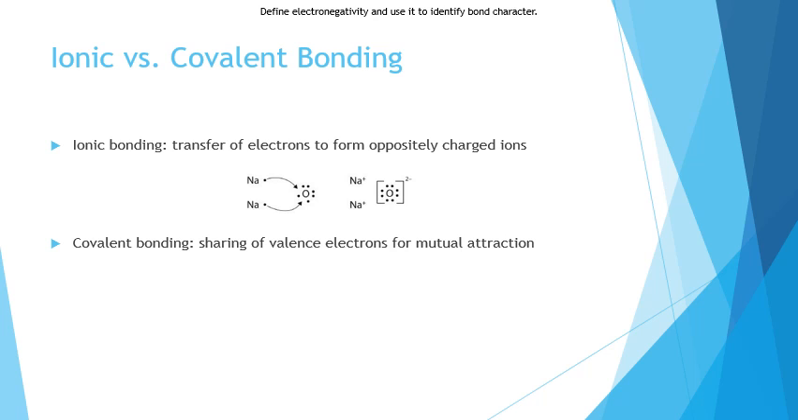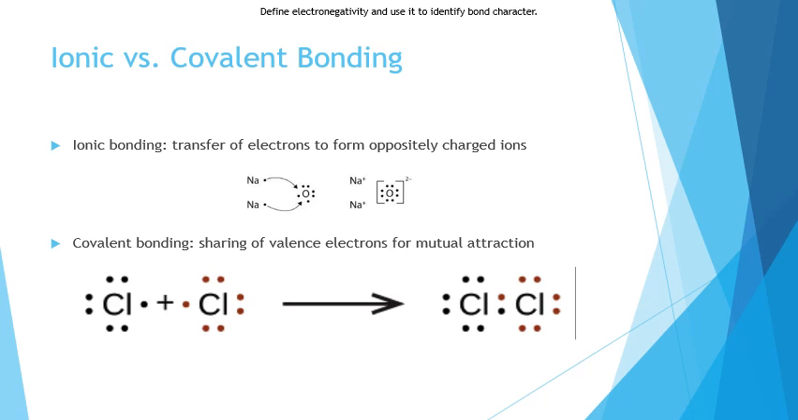And we've said covalent bonding is the sharing of valence electrons for mutual attraction. So for example, if we were to bond two chlorine atoms together, each of them has 7 valence electrons, so they need one more. They could share a pair of electrons where the nucleus of each chlorine atom is attracted to that same shared pair of electrons, and that's how we've defined a covalent bond.